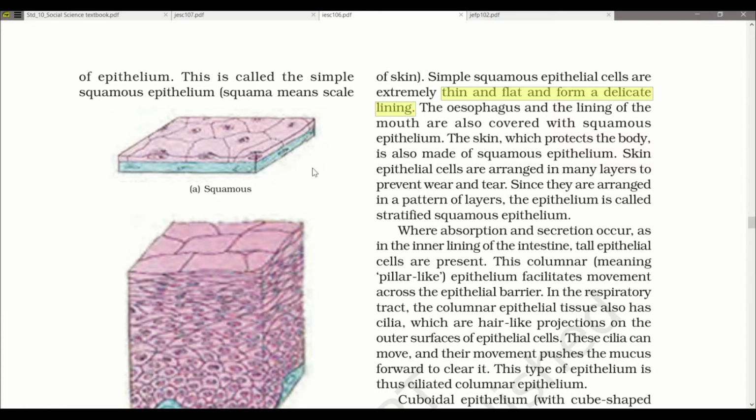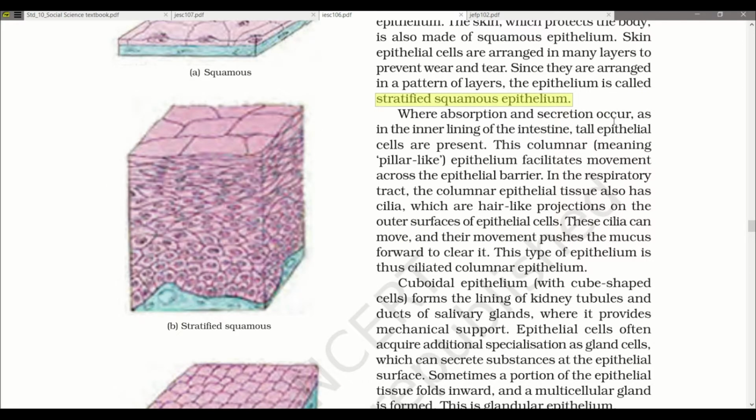It has many layers of squamous epithelium tissue. That is why it is called stratified squamous epithelium, where absorption and secretion occur as in the inner lining of the intestine. Tall epithelium cells are present. So in the part of the intestine where there is transfer and absorption and secretion of materials, tall epithelial cell tissues are there. These columnar pillar-like epithelium facilitate movement across the epithelial barrier.